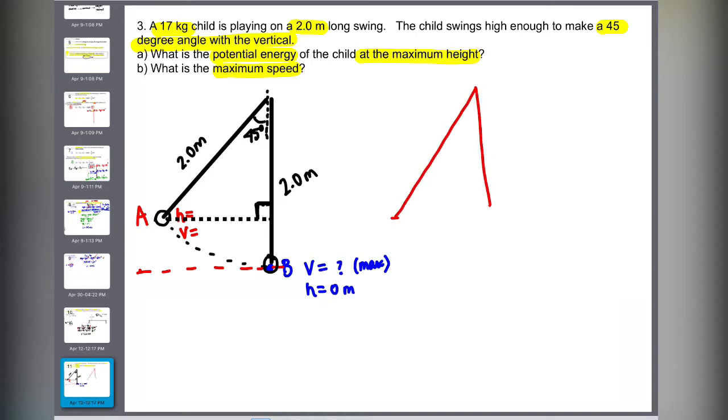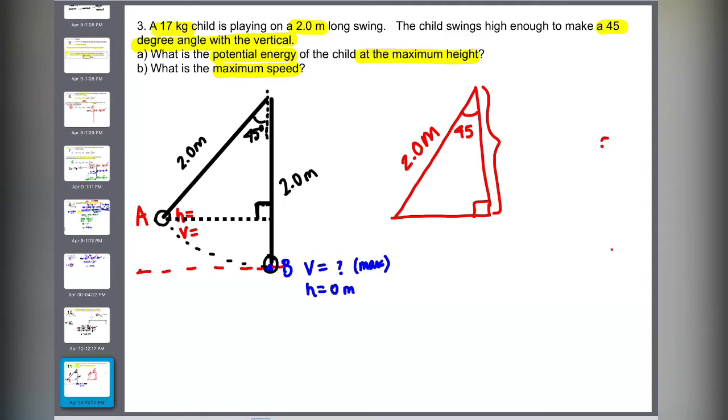So let's take a look at this. If this is a right angle triangle, I know this is 2 meters. I know this angle is 45. Can you figure out this side? Remember your components? This side is going to be, if you want, I'm just going to show you the full work.